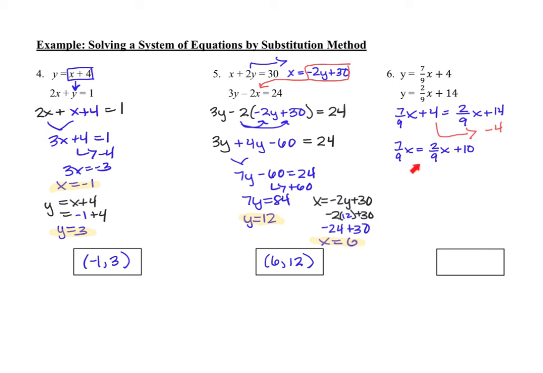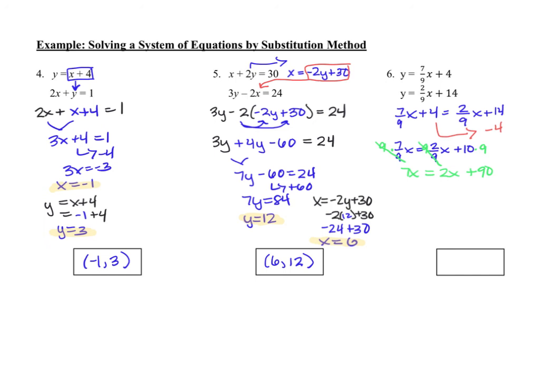Now I want to get rid of these fractions. How should I do that? If I want to get rid of the fraction, I'm going to multiply everything by the denominator. So multiply everything by 9, and you have to multiply all terms, including the 10. These 9s will divide out, and so will the second pair of 9s. That will leave you with 7x is equal to 2x plus 90. And so now we have an expression that doesn't have any fractions in it.